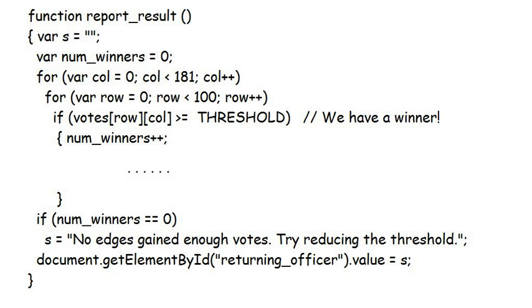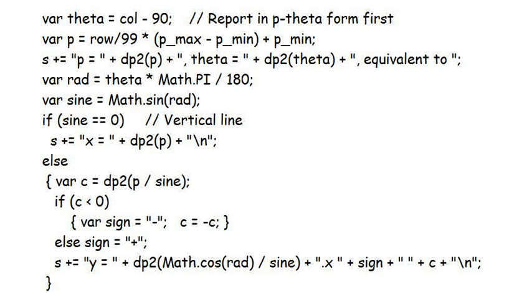It also keeps track of how many winners there are, and if no point hits the threshold, it displays a message that no one has won the election. The results are built up in the string variable s, and the last thing the program does is to copy this into the text area called returning officer. Here's the meat and potatoes of the calculation.